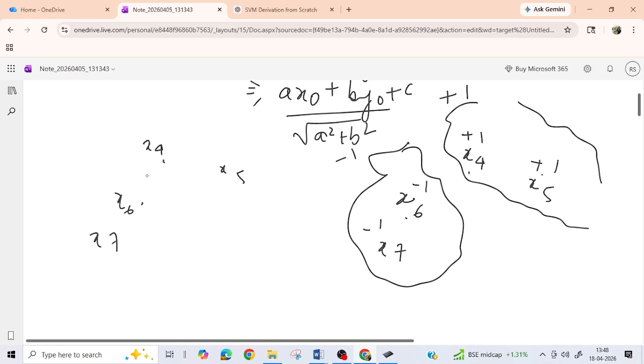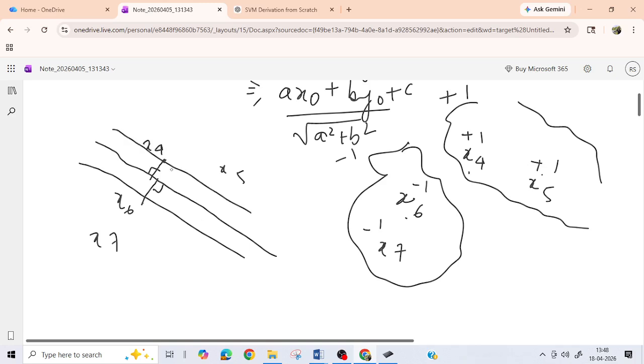These are the support vectors, and the idea of support vector machine is to find a dividing line which is equidistant from these two support vectors. This is a specific perpendicular distance from x4 to the line and the perpendicular distance from x6 to the separating line. Let's call them p1 and p2. So p is nothing but p1 plus p2, and we want this distance to be maximum.